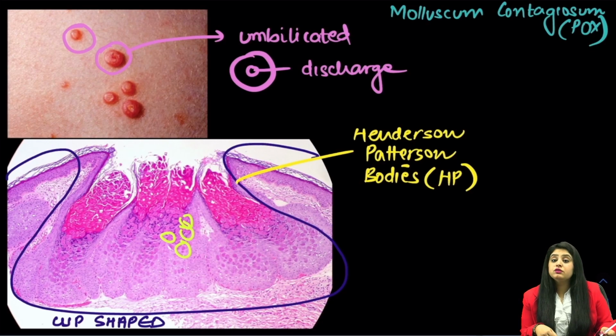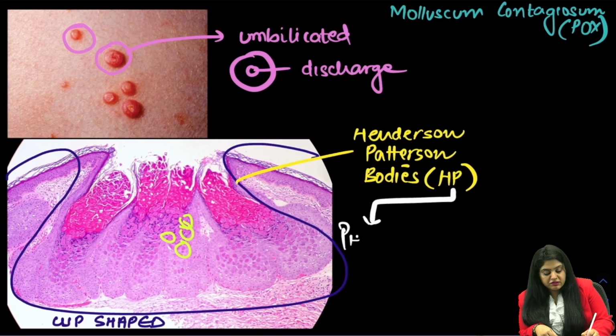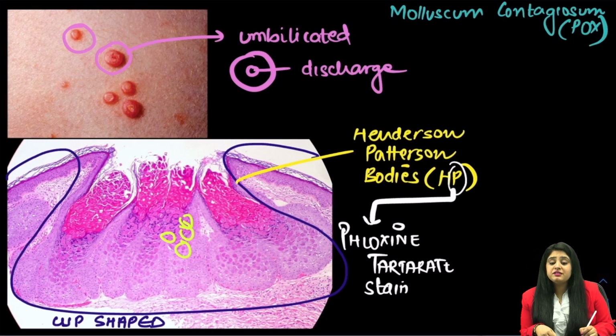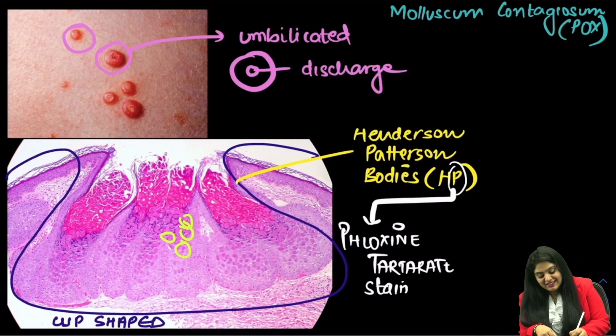And the story is not over. What is the story further? The special stain for Henderson-Patterson bodies in dermatology, they ask you, is phloxine tartrate stain. PPP is going on, phloxine tartrate stain. So Henderson-Patterson bodies will have phloxine tartrate stain. Why did I say PPP? Because phloxine tartrate stain is for something else also. What is it for?